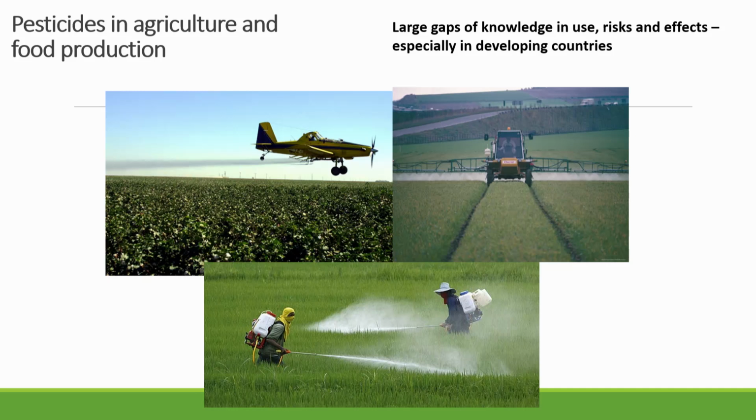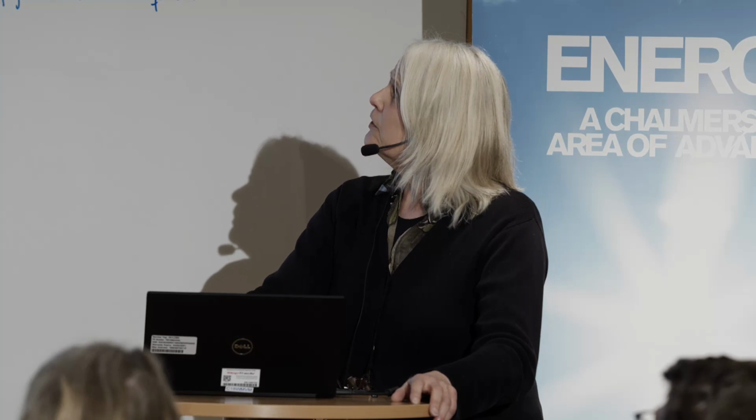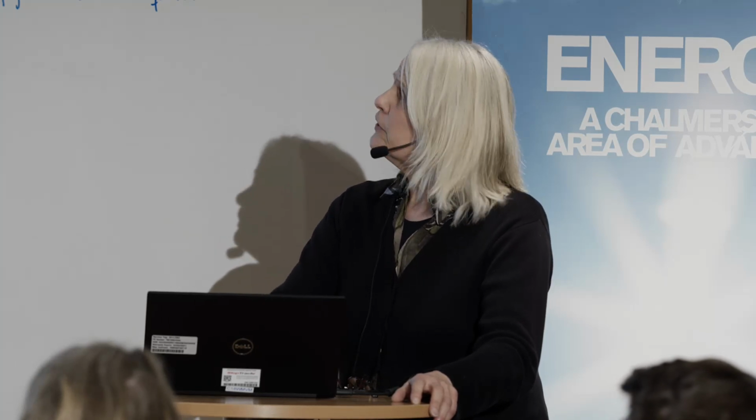If we compare with climate, carbon and methane, where we have talked and have so much research, pesticides in food production is really sometimes a black area, I would say. Especially in the developing countries, and this is very serious because food production is increasing so much in these countries, and there is a lot of associated problems.